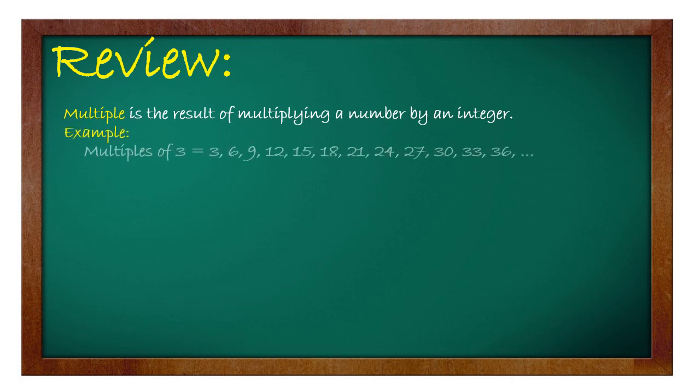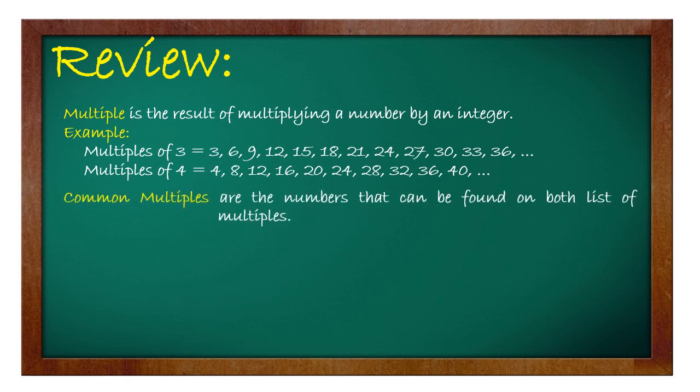So, for example, multiples of 3 are 3, 6, 9, 12, 15, 18, 21, 24, 27, 30, 33, 36, and so on. Kasi that's 3 times 1, 3 times 2, 3 times 3, 3 times 4, 3 times 5. So, yun yung multiples of 3. Multiples of 4 is 4, 8, 12, 16, 20, 24, 28, 32, 36, 40, and so on. So, that means 4 times 1, 4 times 2, 4 times 3, 4 times 4, and so on. Okay? Next, pag sinabi naman natin common multiples, these are the numbers that can be found on both list of the multiples.